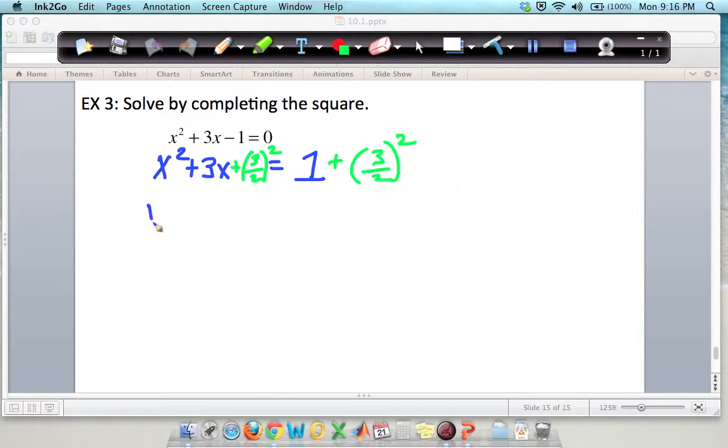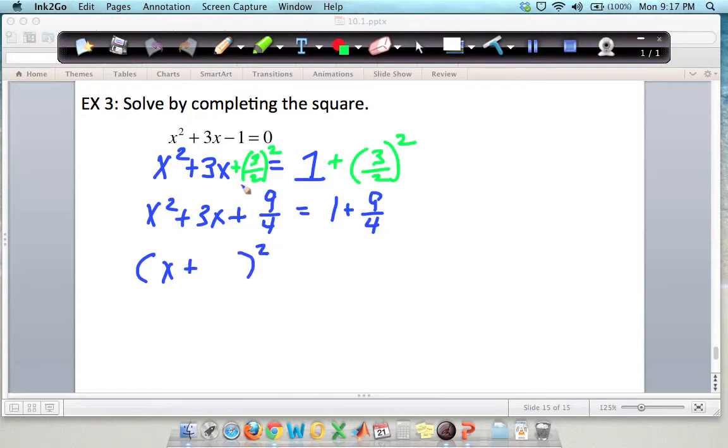I'm going to simplify. 3 halves squared is 9/4. I'm just going to leave that as an improper fraction right now. I'm going to factor this perfect square trinomial, and this is where using this rule right here is kind of helpful. What multiplies to 9/4 and adds to 3 happens to be 3 halves, what you have inside that parentheses. It multiplies to 9/4 and adds to 3. And then I'm going to add 1 plus 9/4, and I get 13/4.